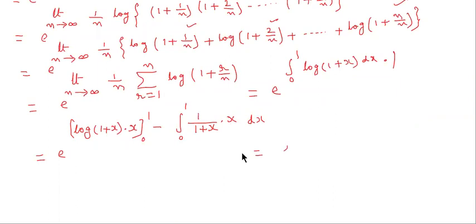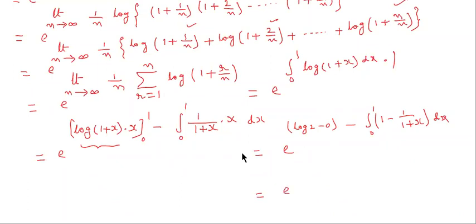In the second term, apply the limit. What happened? Log 2 minus 0, minus here 0 to 1, 1 minus 1 by 1 plus x. Students, it is correct. Take the LCM, you will get x by 1 plus x only.